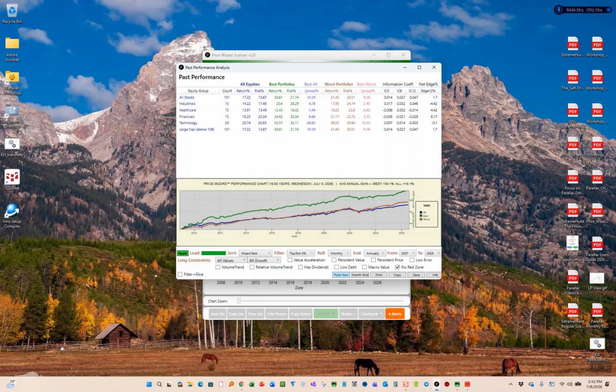You can also look at what the picks are right now. So I guess there's only one pick. It's Amgen. So there's some new things there.